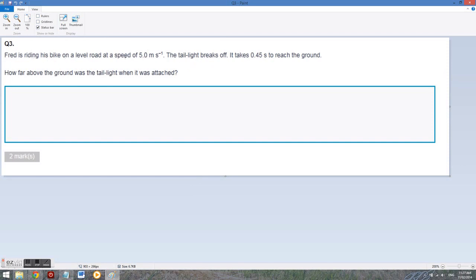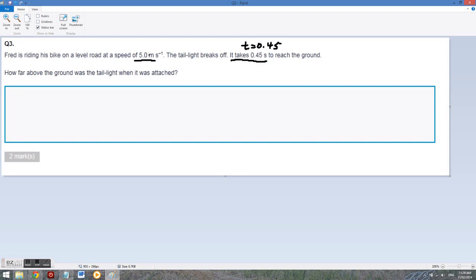Okay, someone is riding his bike on a level road at a speed of this. So that's the speed. The tail light breaks off. Now the tail light breaks down, and it takes this much time to reach the ground, so that's my t.